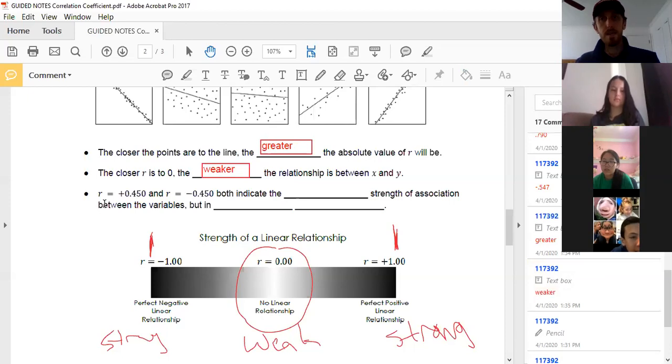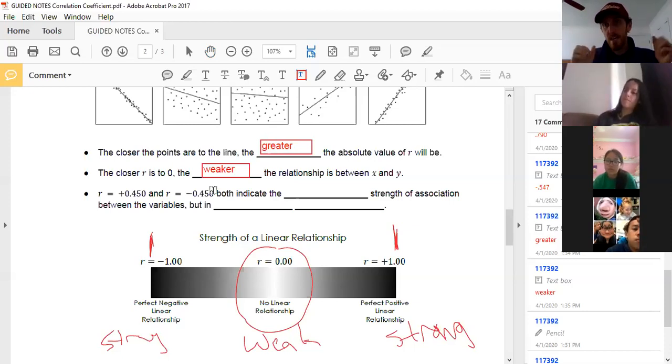All right, so last thing here, we got 2 correlation coefficients. One of them is positive 0.45, and one of them is negative 0.45. So they both indicate what about the strength? They're kind of weak. Yeah, they're closer to 0 than 1. How far are they both away from 0? 0.45. So they're sort of weak, right? They're kind of loose, and they're exactly the same amount of strength, just in opposite directions, right?